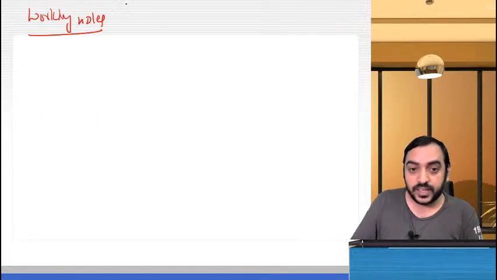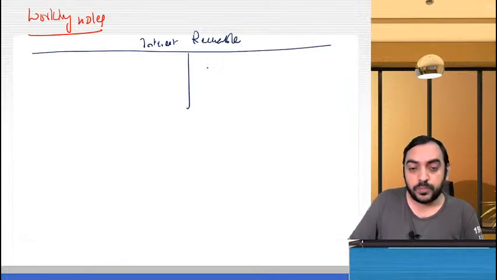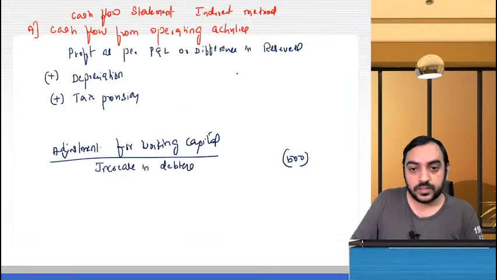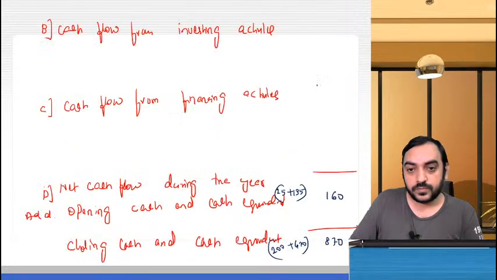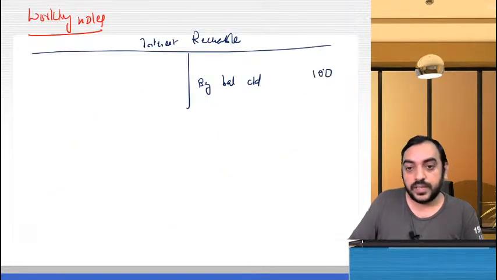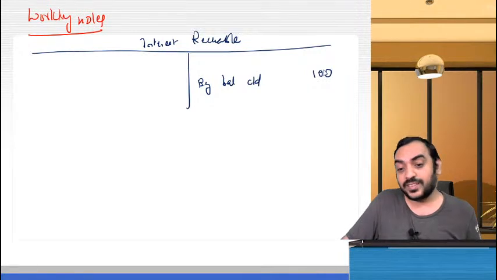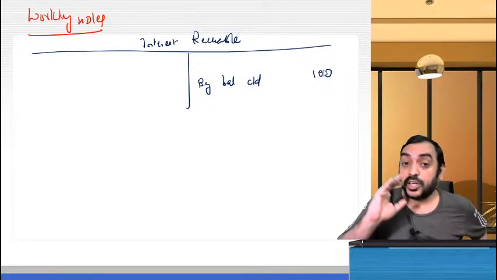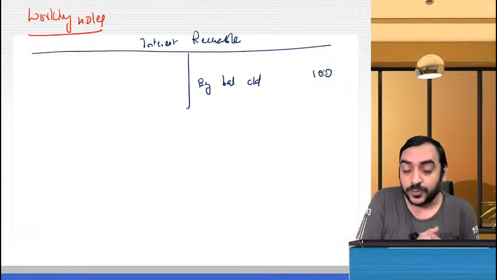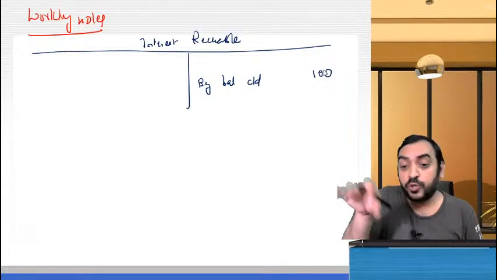In the working notes we write interest receivable. I'll prepare one ledger here. So to balance carried down, closing balance, I'm writing the amount 100. Not plus or minus. This interest income is a non-operating activity. So let's do one thing. Whatever is related to interest income, we'll do it now itself.